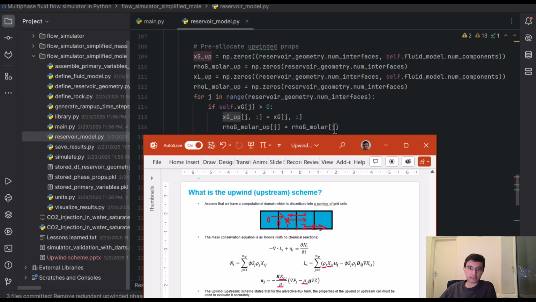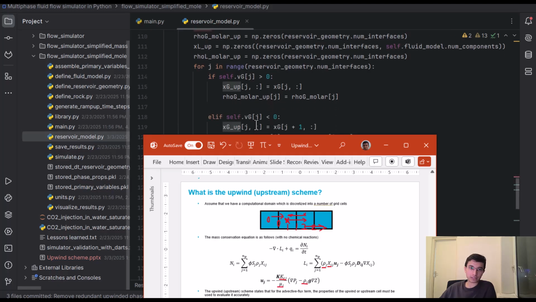We get the density of the 0th cell, and we put it in this vector, in this variable. All right? This is actually how we apply the Upwind scheme.